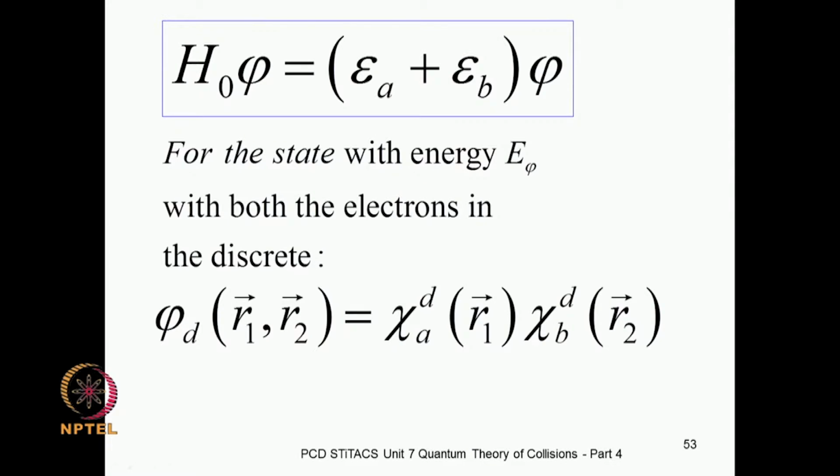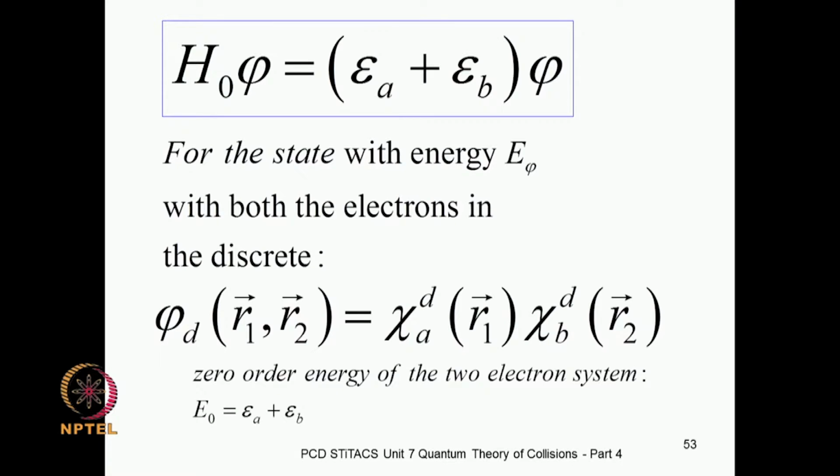Now, this is the case when both the electrons are in the discrete states. We considered various possibilities. You can have 1s, 2s, 1s, 3s and so on, but both are in the discrete. But what if one is in the continuum? And this is the zero order energy for the two electron system when both are in the discrete.